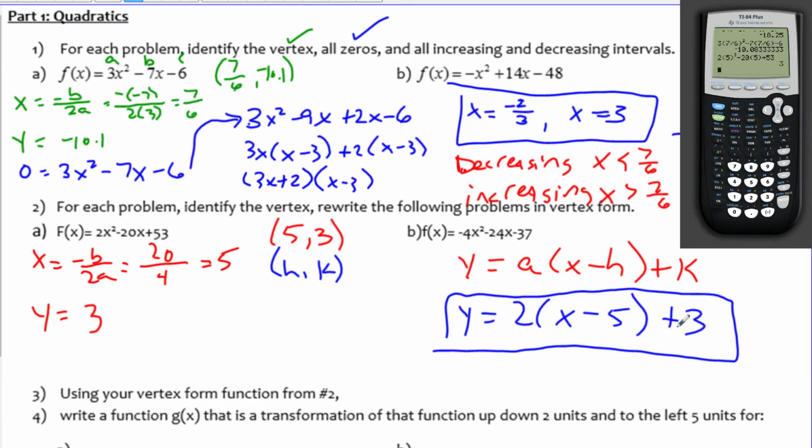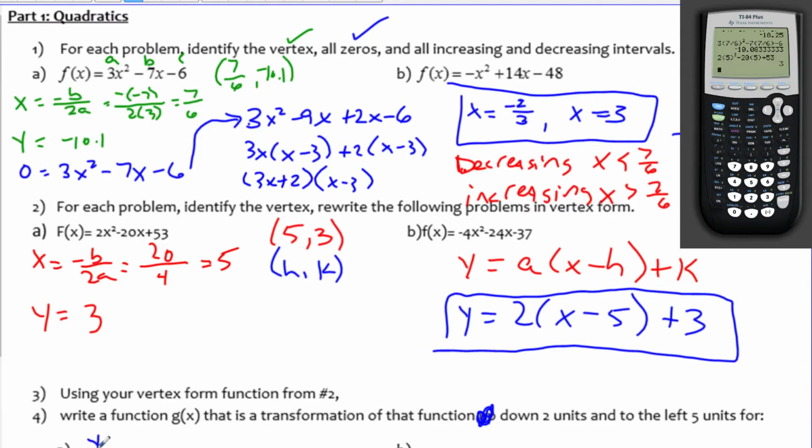So we're going to use what I just did right here for letter A. It says write a function that is a transformation of this function. It says up down 2 units, so we're going to focus on down 2 units. That's a typo. Okay, and to the left 5 units. So if I'm saying down 2 units, that means that my d value is going to decrease by 2 units.